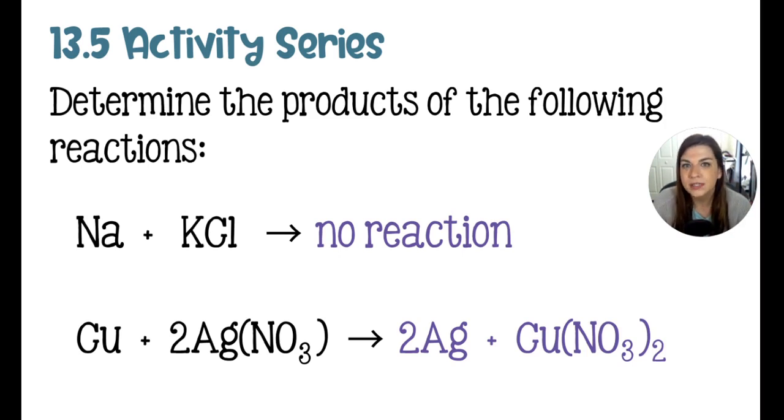But in the copper and silver nitrate, the silver is a lot weaker than the copper. The copper is higher up in the activity series, so once it approaches that silver, it tells the silver, get lost, this nitrate belongs to me now, and the silver is going to be pushed out to be single, and the copper is able to take the nitrate.